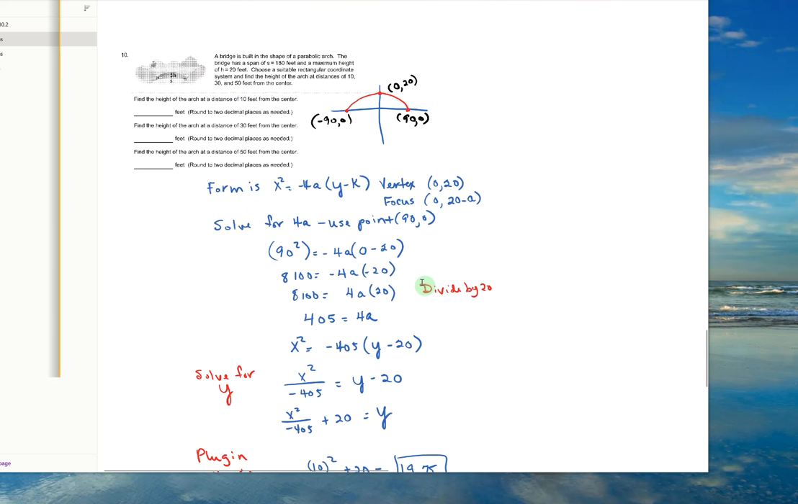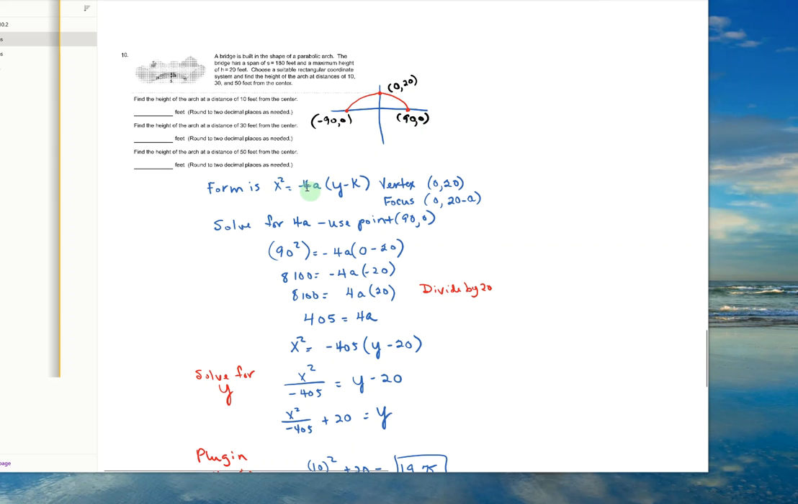Number 10, the last one, is a word problem, which is our favorite. Let's go see about that. All right, a bridge is built in the shape of a parabolic arch. The bridge has a span of s equals 180 feet and a maximum height of h equals 20. Choose a suitable rectangular coordinate system and find the height of the arch at distances of 10, 30, and 50 feet from the center. So the form, it's opening down.